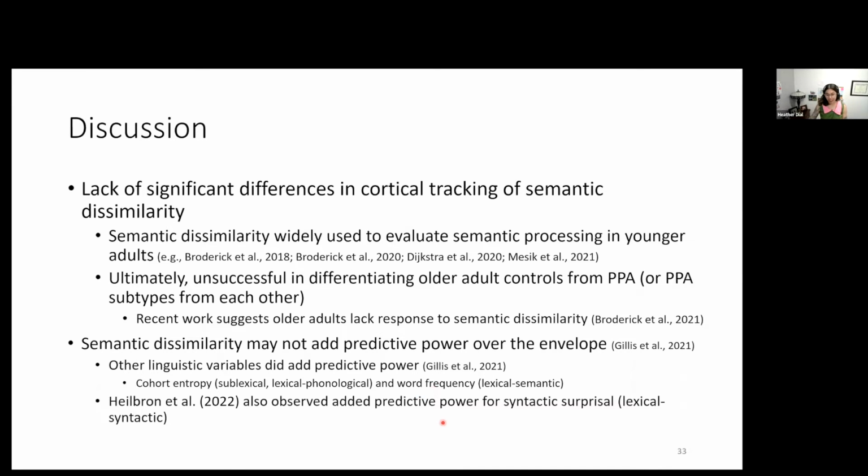And so what we did here is there's another study that came out more recently that found that syntactic surprisal added power over the envelope. So we also looked at syntactic surprisal.